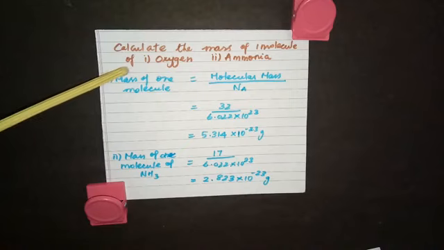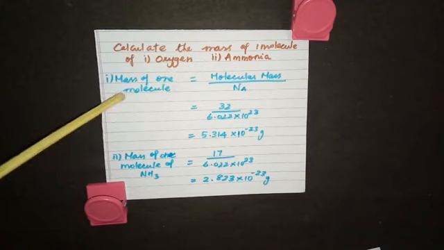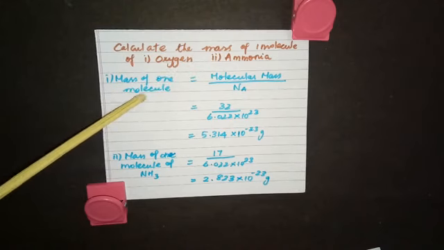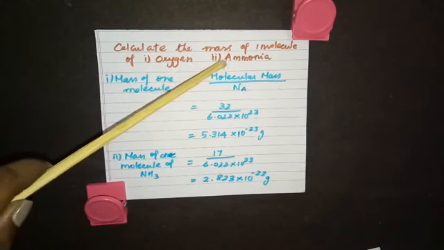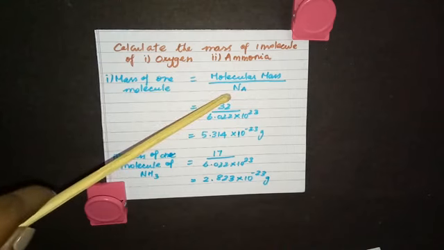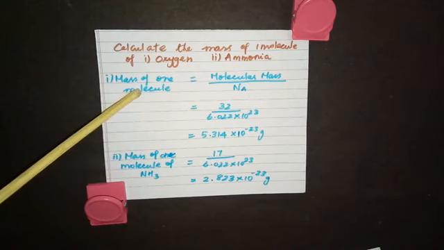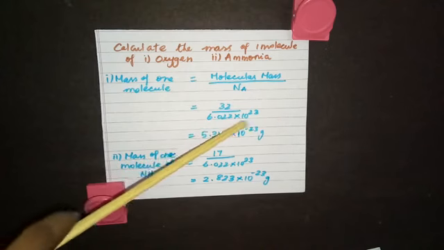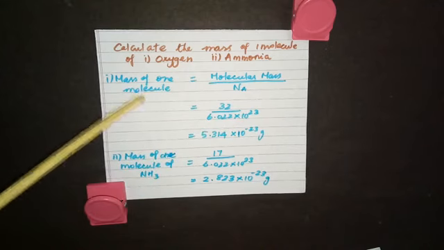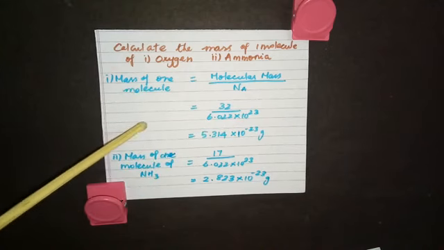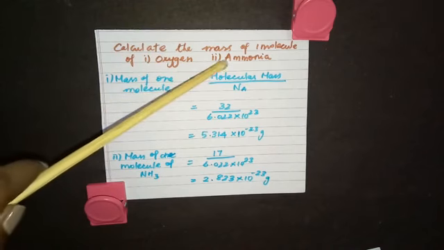Calculate the mass of 1 molecule of oxygen and 1 molecule of ammonia. So I told you already, mass of 1 molecule, how you have to find out? Take the molecular mass and divide it by Avogadro's number. So molecular mass of oxygen is 32 divided by Avogadro's number will give you the mass of 1 molecule of oxygen. Now calculate the mass of 1 molecule of ammonia.